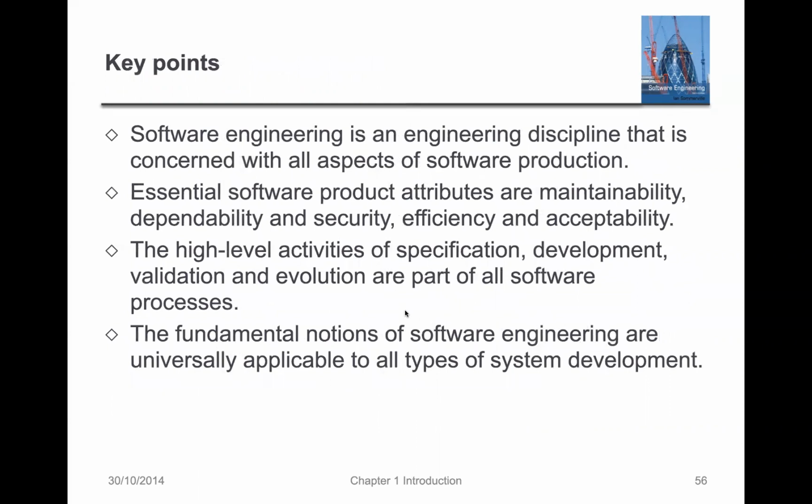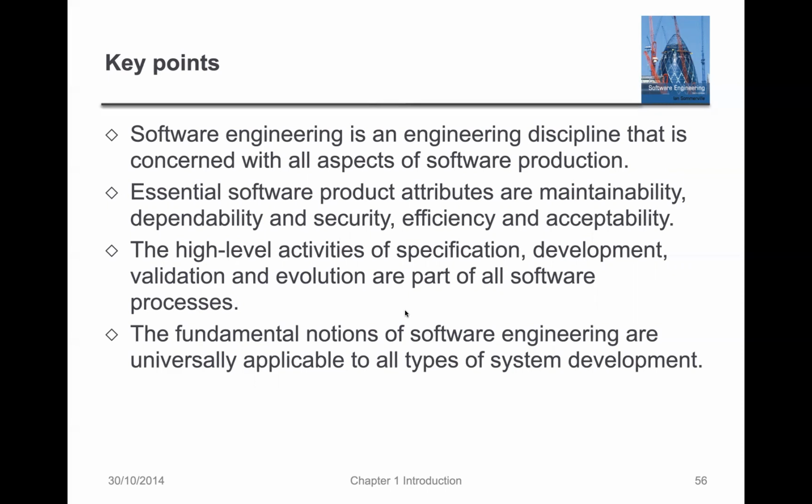So this is the end of this chapter, where we see that software engineering is an engineering discipline rather than just science. It is concerned with all of the processes of software development, from specification and elicitation up to maintenance after deployment. The essential attributes of software are that it must be easily maintainable, dependable, secure, efficient, and acceptable, which we saw. There are high-level activities of specification, development, validation, and evaluation that are all part of software processes.